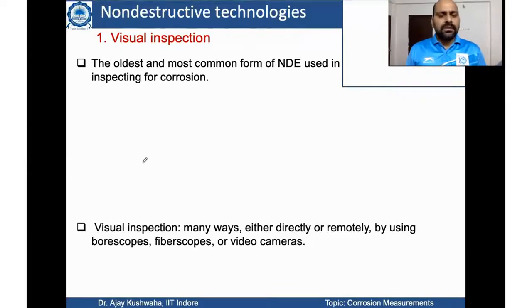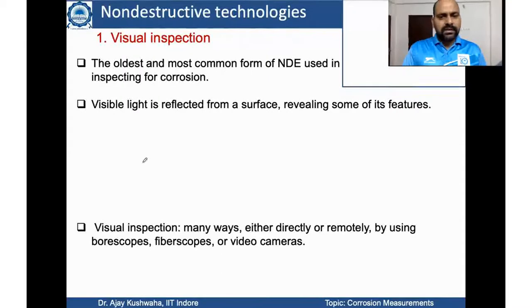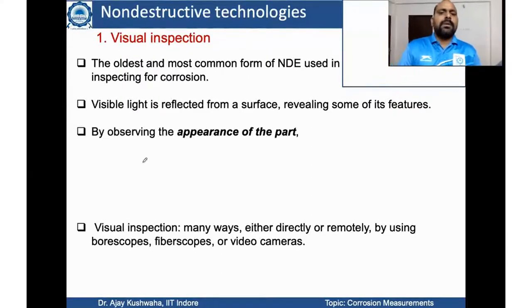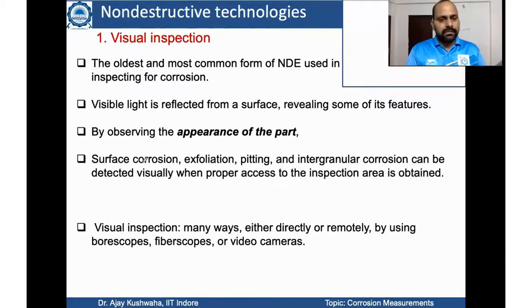This is very common, and an old method also. We just inspect the corrosion using visible light reflected from a surface, revealing some of its features, by observing the appearance of the part, say a change in color, or the appearance of some kind of surface product on that material, or any thickness or dimension change. We can just see it and then think.